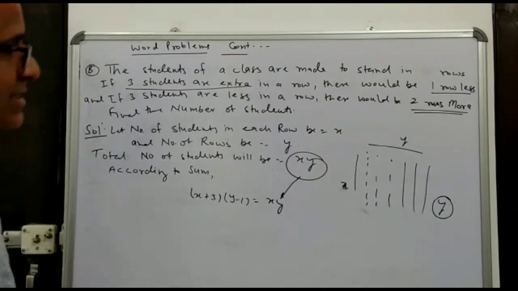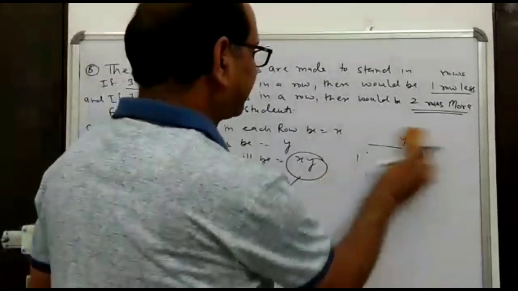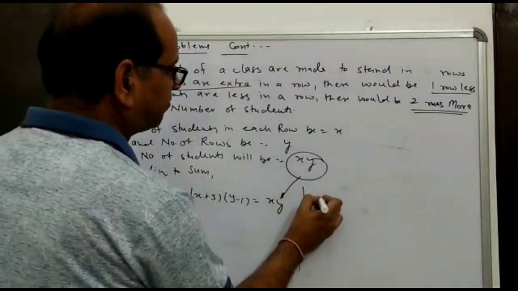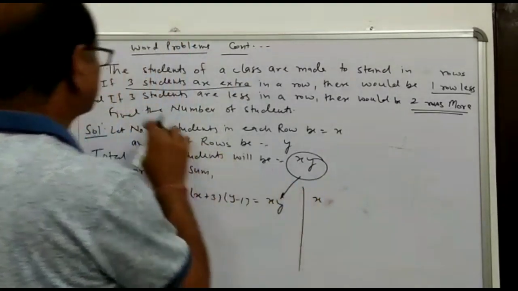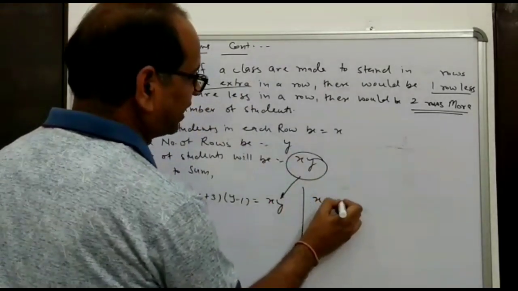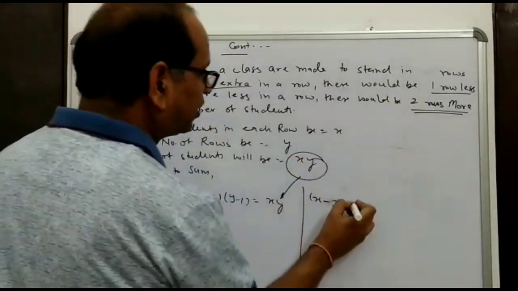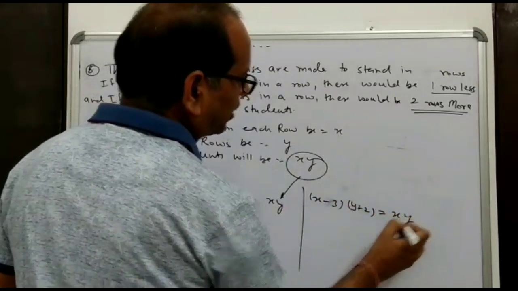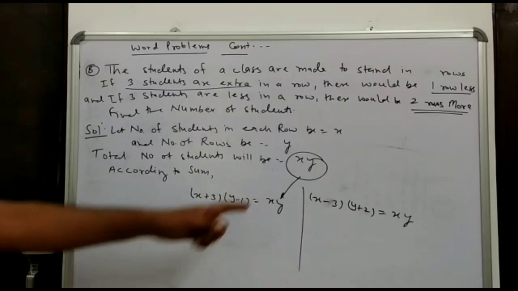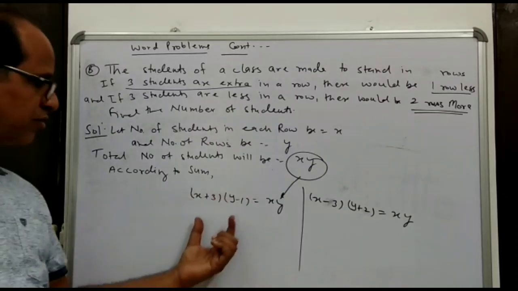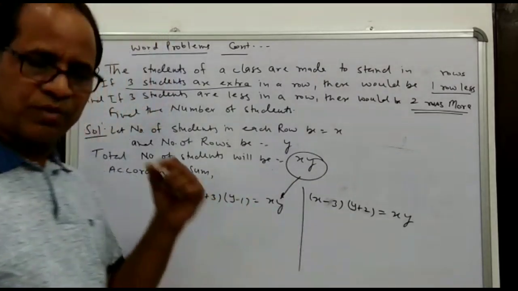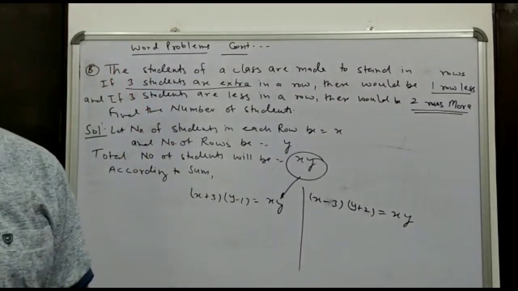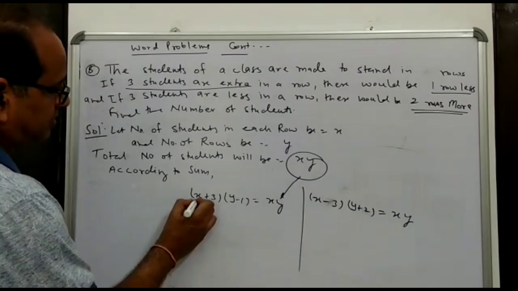And the second equation is, see, parallelly I am writing, if 3 students are less, x minus 3, then how many rows are extra? y plus 2. But still the product will be the number of students only. And now we have to solve these two equations and find the value of x. I am solving some steps and then I'll ask you to complete the sum.